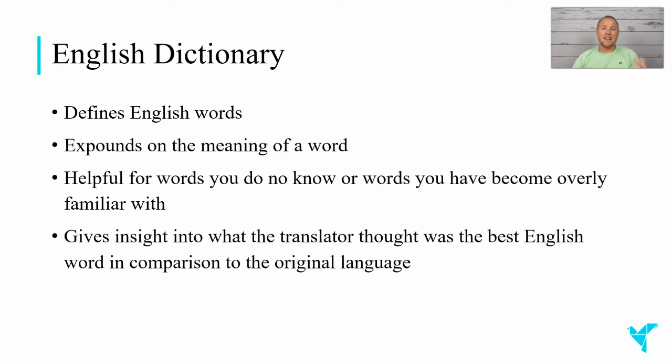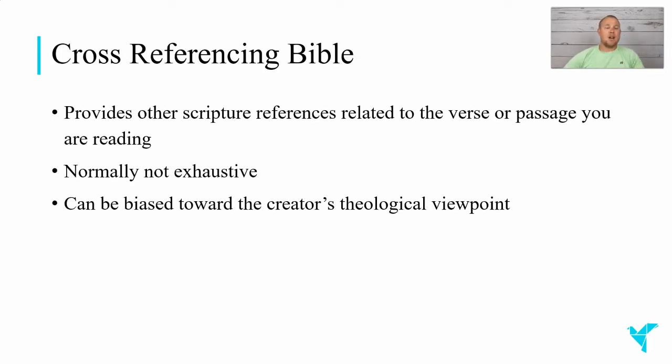And so having an English dictionary is also a really helpful tool as you're trying to discover what the translators thought was the best English word to compare with the Greek or Hebrew word in its original language. A cross-referencing Bible provides other scripture references related to the verse or passage you are reading.